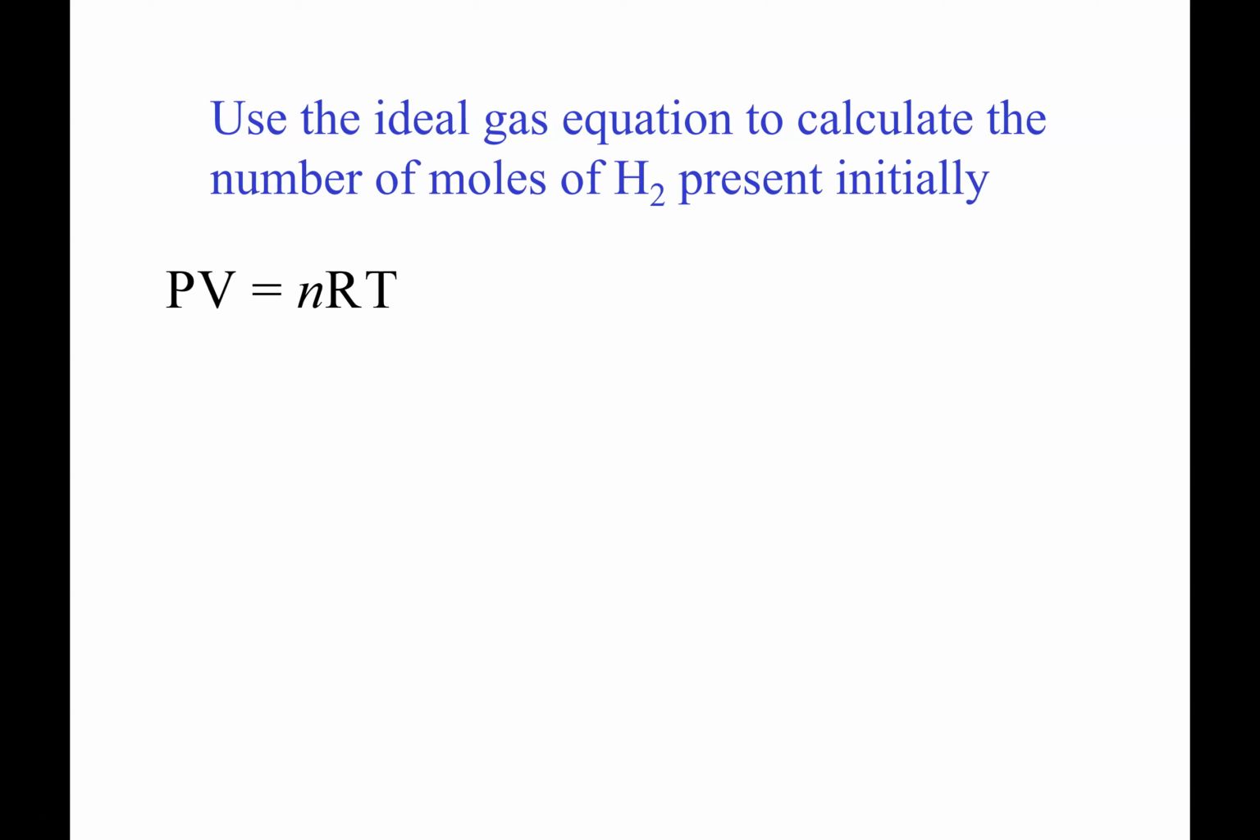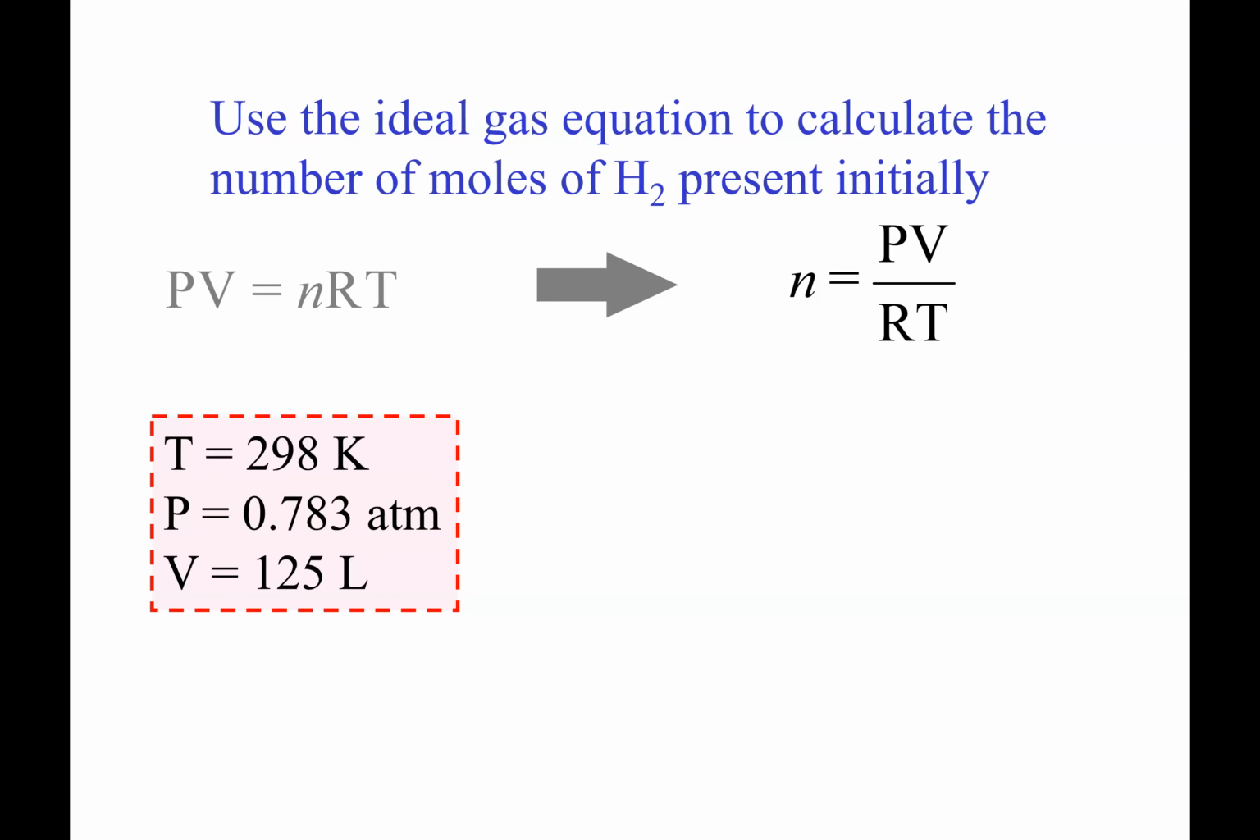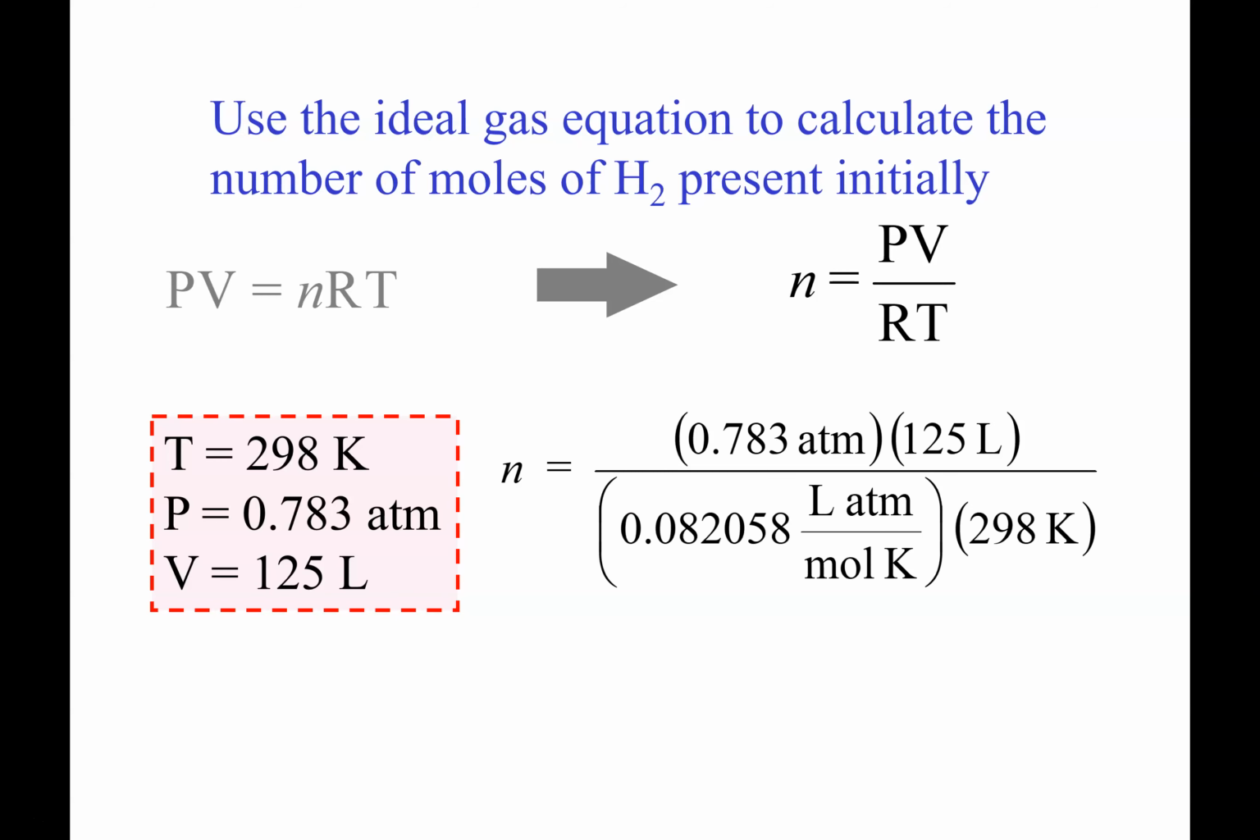We're going to focus on our hydrogen because that's what we know the most about. We did one of these on Friday. So we're going to solve for n. We divide both sides by RT, and it looks like this. n is equal to PV over RT. And in that little box there is what we had in the given earlier. So we're just going to plug and chug.